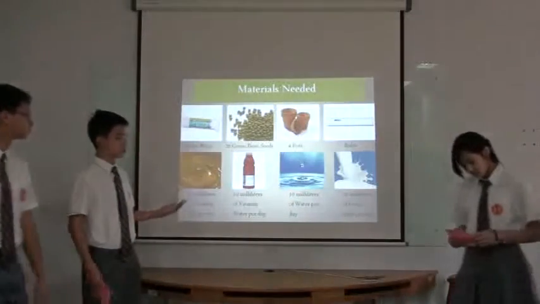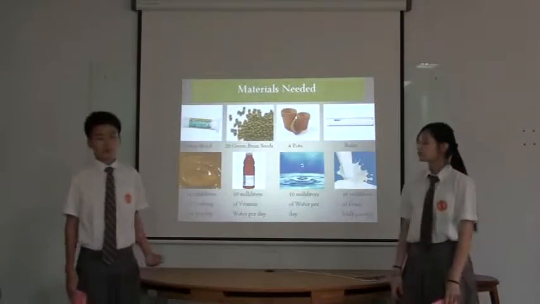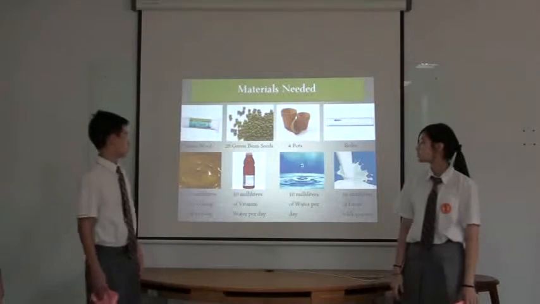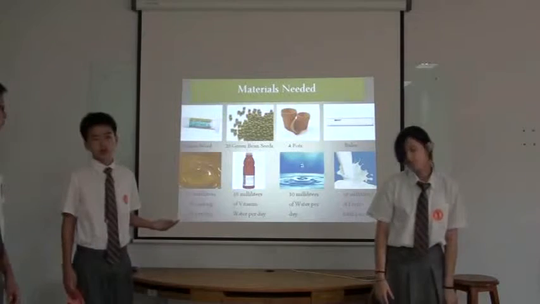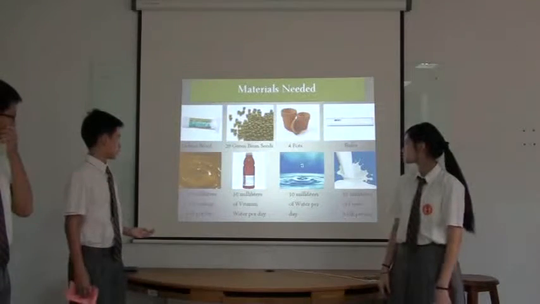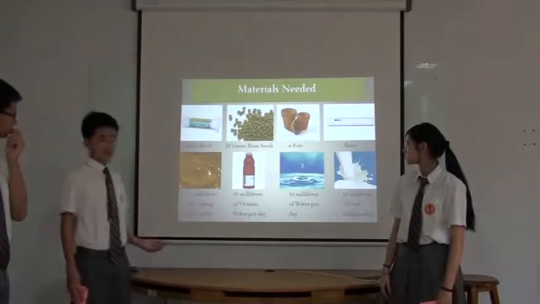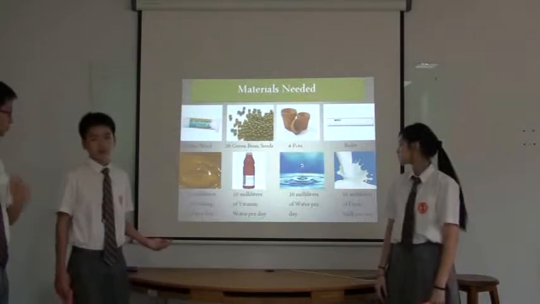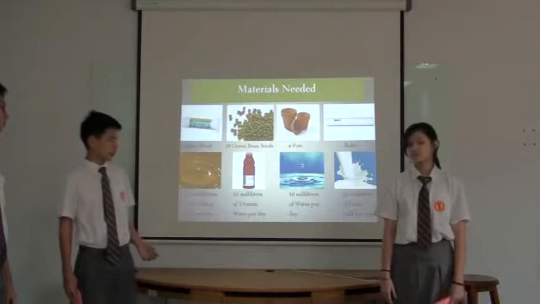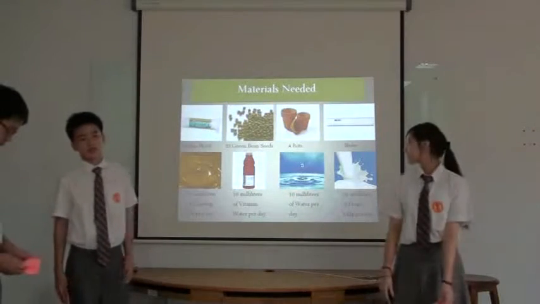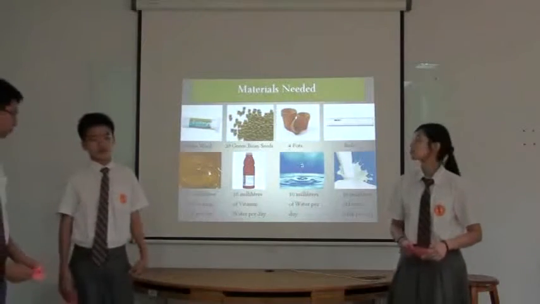These are the materials we used for our experiment. Cotton wool, 20 green bean seeds, 4 pots, a ruler, 10 milliliters of cooking oil per day, 10 milliliters of vitamin water per day, 10 milliliters of water per day, and 10 milliliters of fresh milk per day.